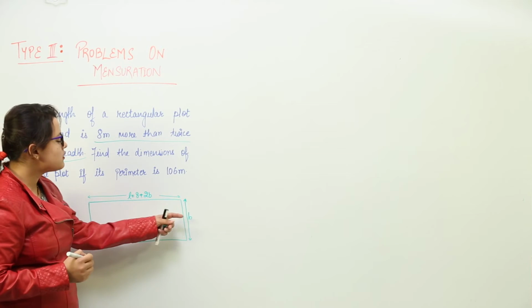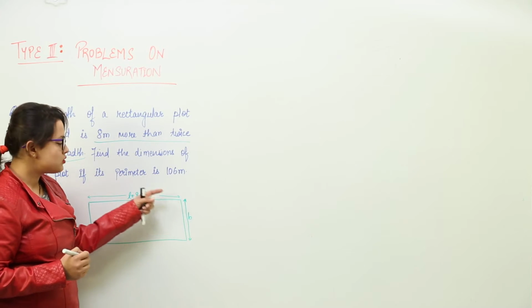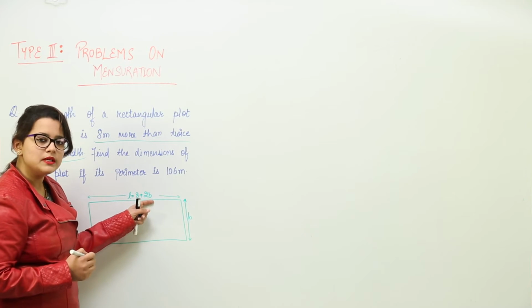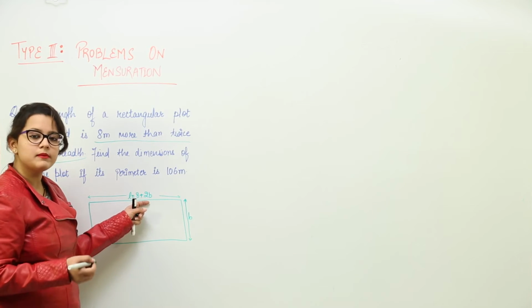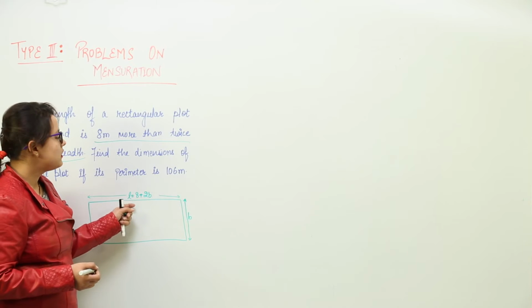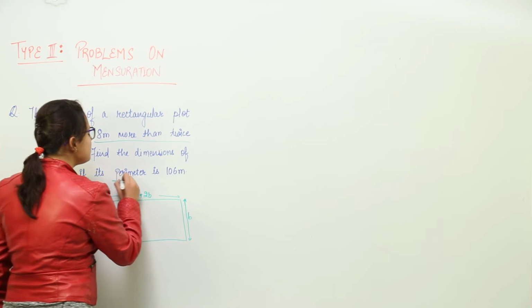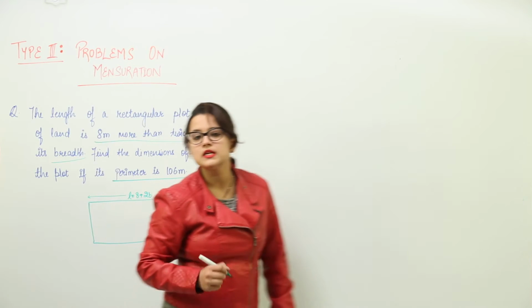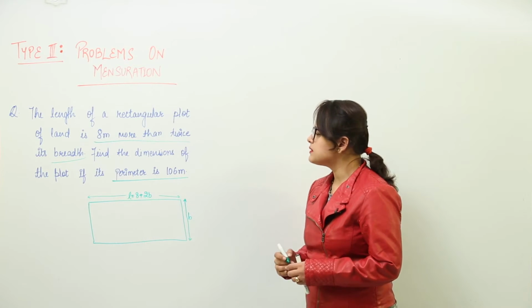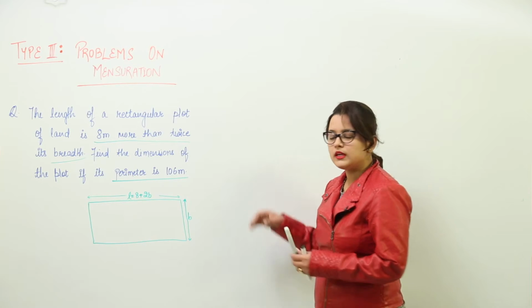Why? Because if breadth is B, twice of breadth will make 2B, and adding 8 to it will make it 2B plus 8 or 8 plus 2B. That is the length. And what else is given in the question? The perimeter of the rectangle is also given to us, that is 106 meters. So we'll write down all the data now.